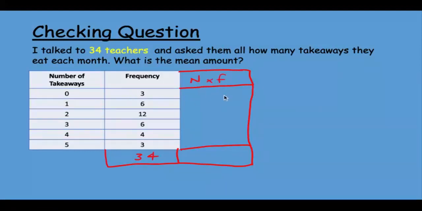So I've got 0 times 3 is 0, 1 times 6 is 6, 2 times 12, 24, 3 times 6, 18, 4 times 4, 16, and then 5 times 3, 15. So let's add those up. So I've got 6 and 24 and 18, 16 and 15. That comes to 79.